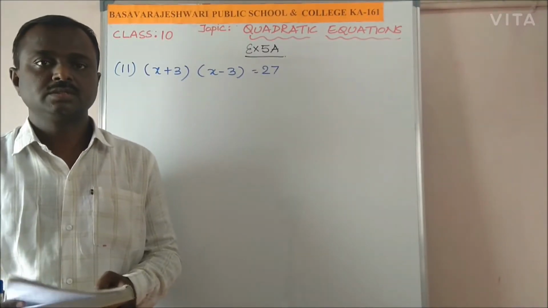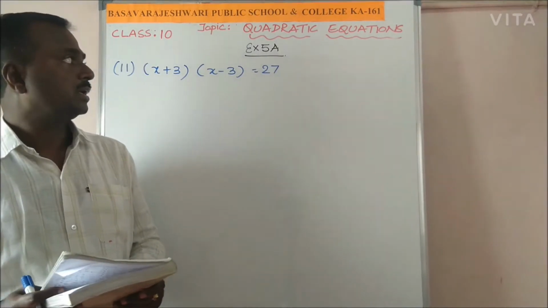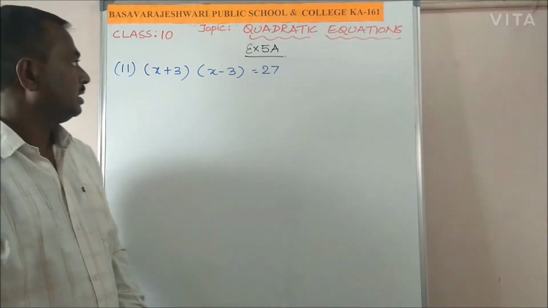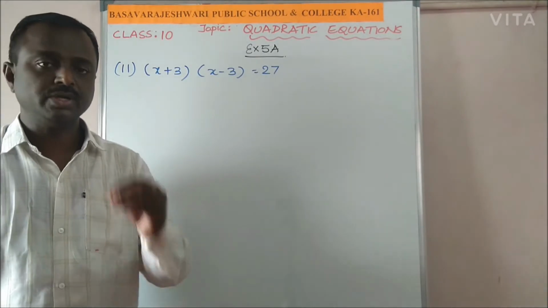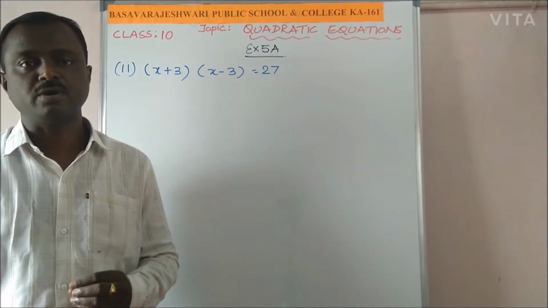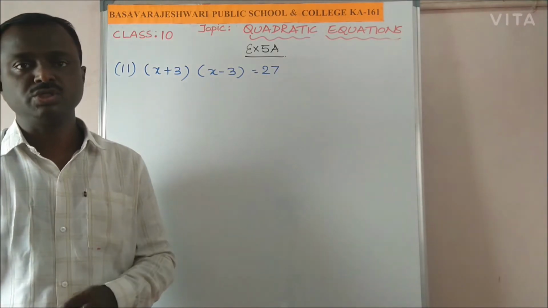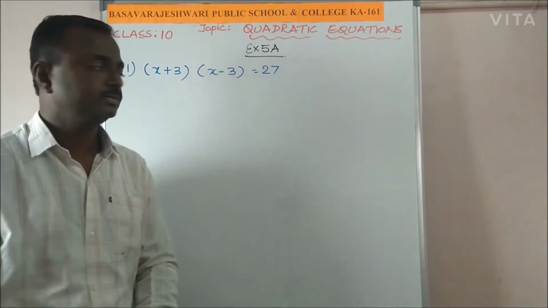Dear students, in today's session, we will continue with exercise 5a, question number 11. (x plus 3) into (x minus 3) is equal to 27. First, we have to bring it to standard form, ax square plus bx plus c is equal to 0. The given equation is not in the standard form.